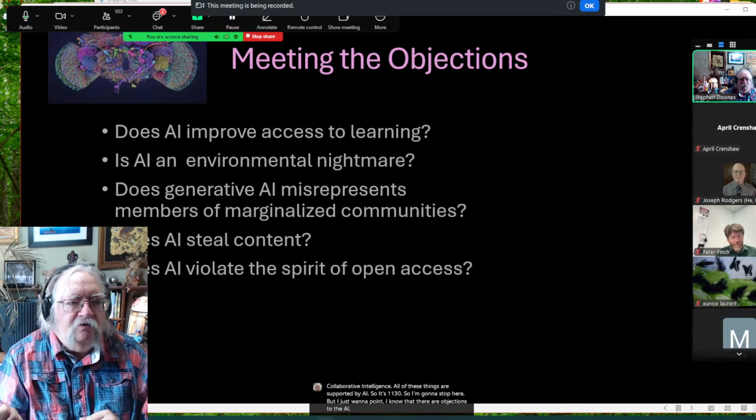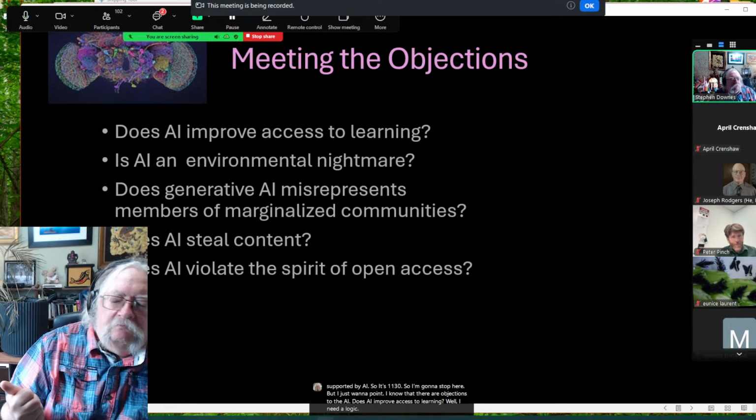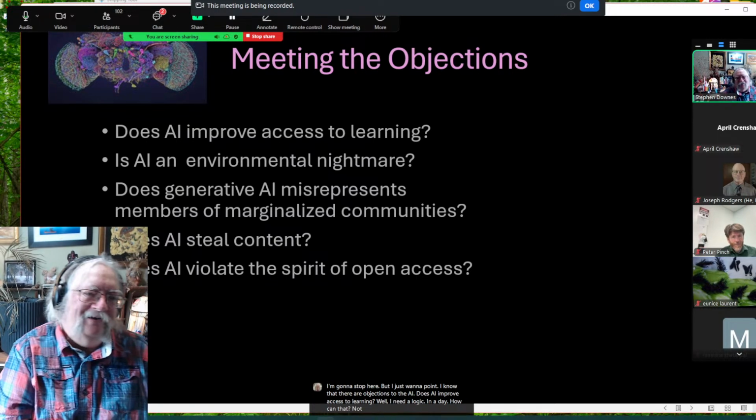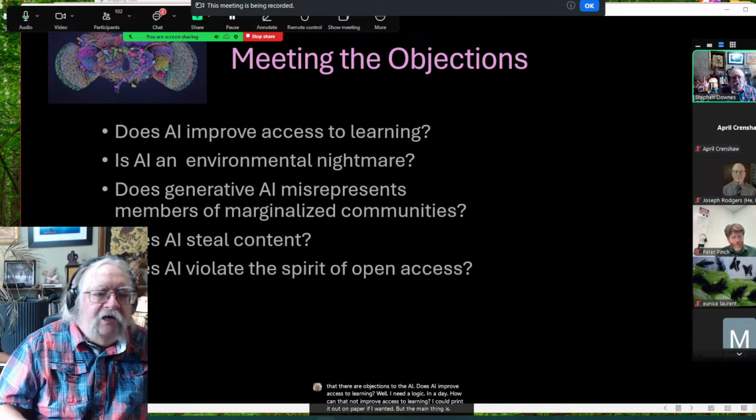Does AI improve access to learning? Well, I made a logic text in a day. How can that not improve access to learning? Right? I could print it out on paper if I wanted, but the main thing is I've created this text.